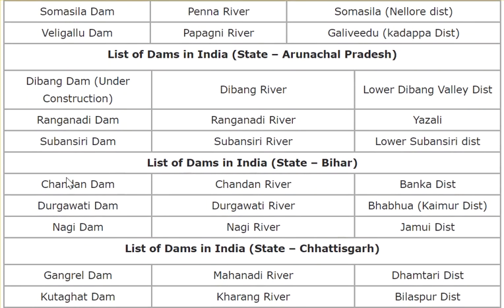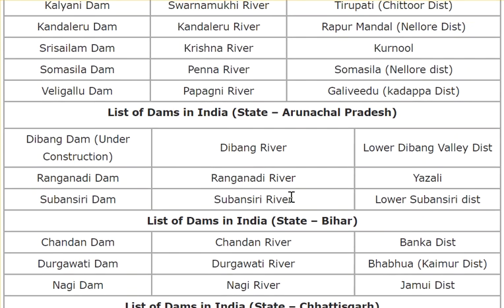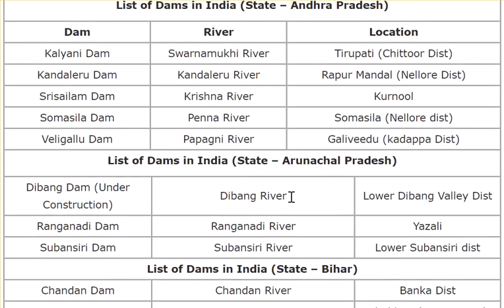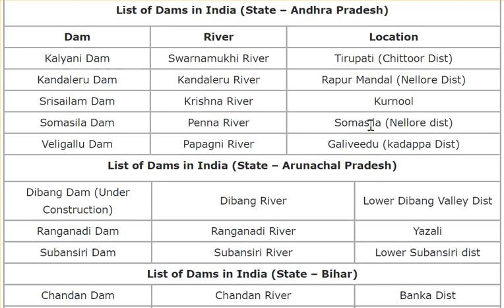Okay. Chandan Dam is on Chandan River in Bihar. Nagi Dam is on Nagi River, and Durgavati Dam is on Durgavati River. So all three dams of Bihar are very easy to remember because the name of the dam is the same as the name of the river. In very few exams it asks about location. So location is something extra; you can keep it for later. At first you have to remember only dam, river and state. And as far as states are concerned, it is divided in the best manner possible.